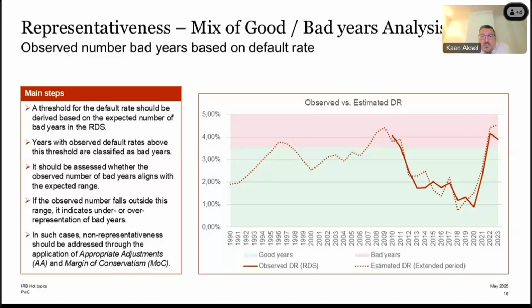One of the questions is based on practices: which is the optimal time horizon to consider for representativeness? To whoever is asking the question, in our case, we use an observed period of 15 years.